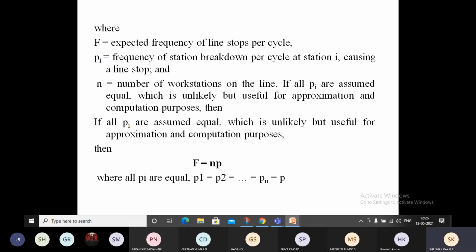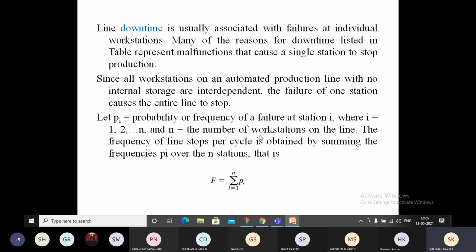The expected frequency of line stop per cycle, F, is equal to the sum from i equal to 1 to n of Pi, where Pi is the probability or frequency of failure at station i. Suppose i is equal to 2, a second workstation I am going to take, P2 indicates the probability or frequency of failure at station 2. So try to remember this: F is equal to the sum from i equal to 1 to n of Pi.